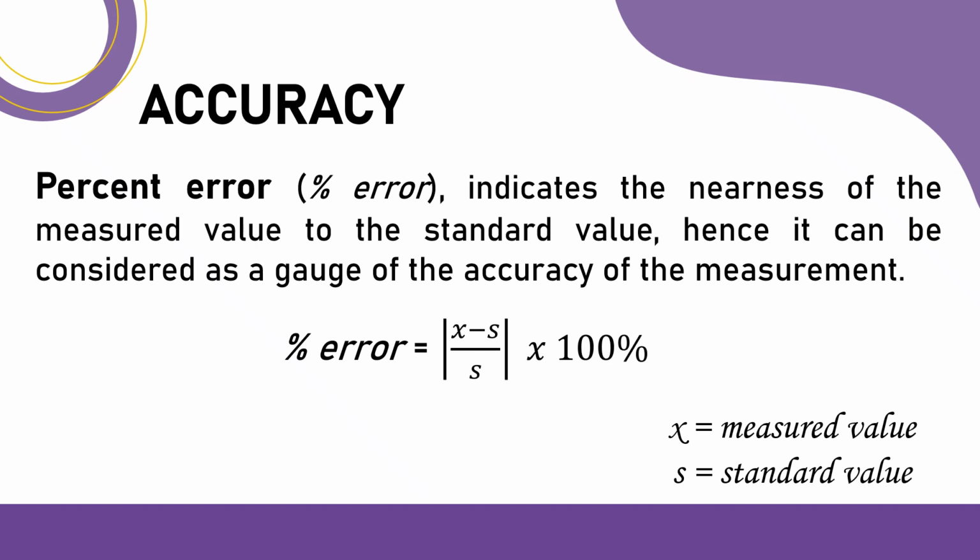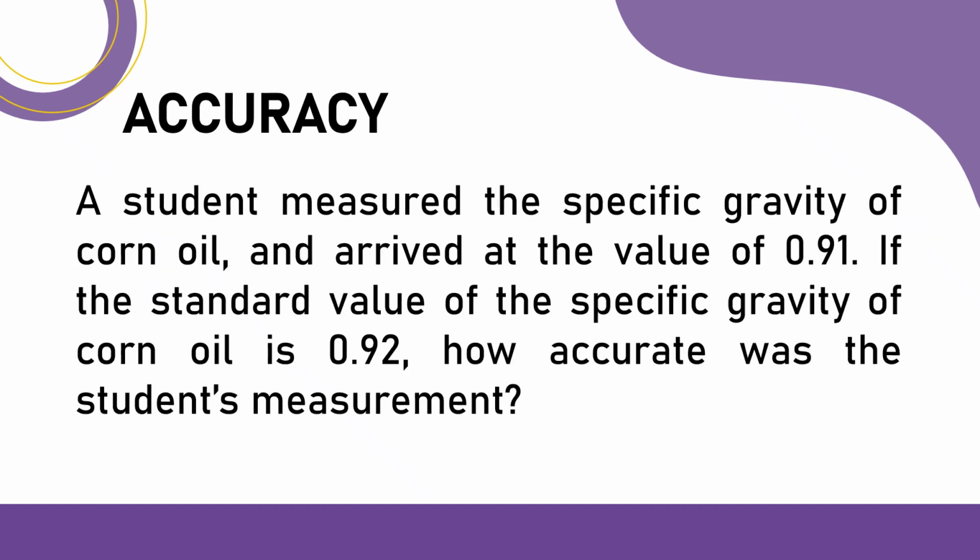To check the accuracy of our measurement, we can compute for the percent error, which indicates the nearness of the measured value to the standard value. Here's the formula for percent error. Percent error is equal to the absolute value of x minus s over s, times 100, where x is the measured value and s is the standard value.